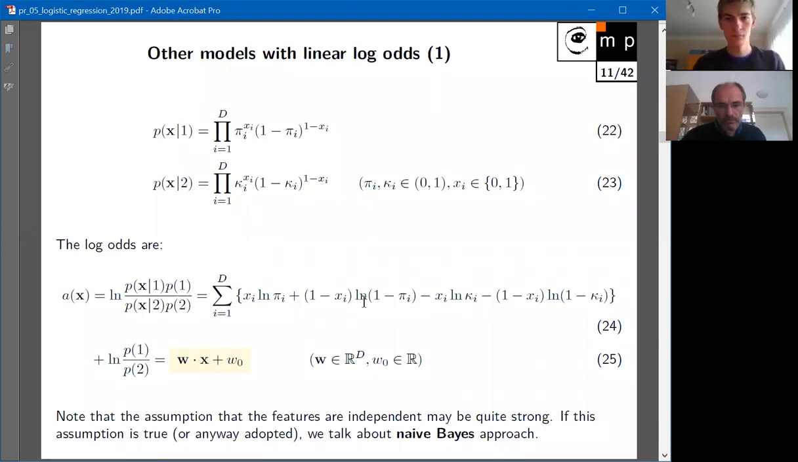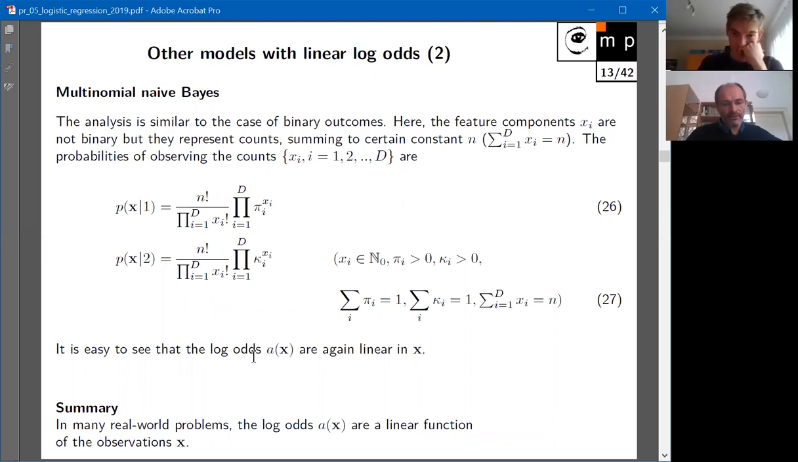This 1 times logarithm 1 minus pi, that's a constant. 1 times logarithm 1 minus kappa, that's logarithm 1 minus kappa. So this w0 is the sum of logs 1 minus pi i minus logarithm 1 minus kappa i. And we get, surprise, surprise, again a linear odds ratio. So it seems that assuming a linear odds ratio will be interesting because there is more than one model that fulfills it exactly, and many others approximately. Okay, we've gone through this.